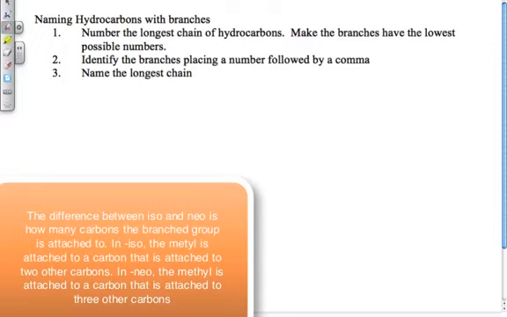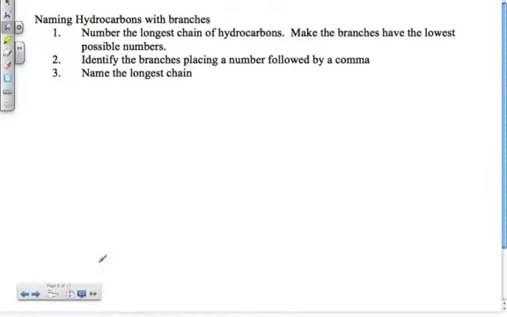Okay, reviewing the rules. You number the longest chain of hydrocarbons. Find the longest continuous chain. Don't backtrack, don't lift up your pencil. Then number the chain so that the branches have the lowest number. Identify the branches by a number followed by a comma, and then name the longest chain. If you only have one, then you can just put a dash between the number and the name. If you have multiple numbers, then you put the commas between the numbers.